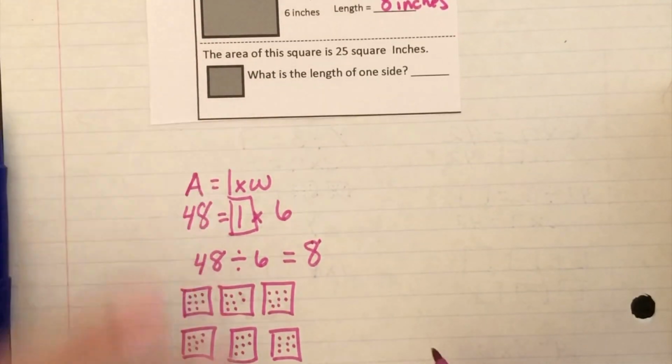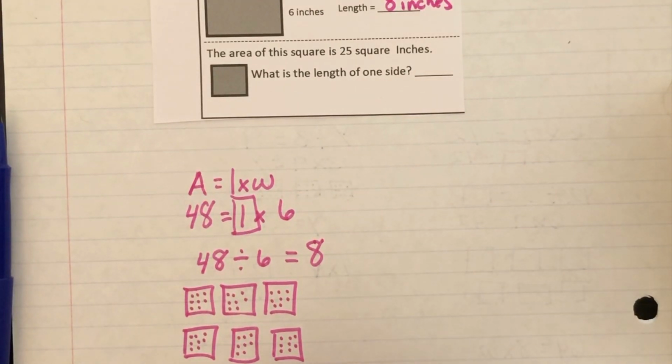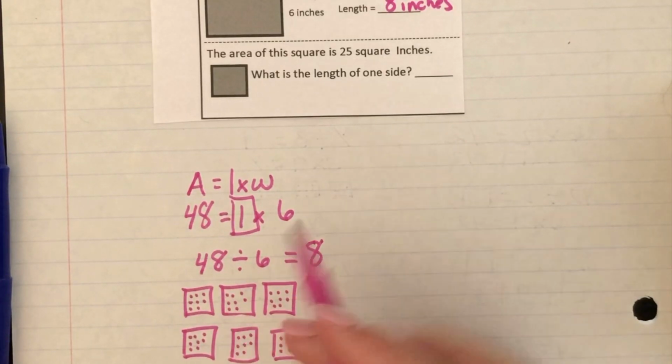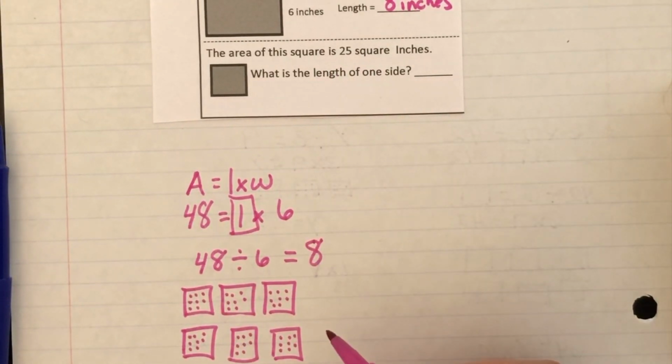For the next one, it's doing the same thing. Area equals length times width. It says that our area is 25 square inches. What is the length of one side? So we don't know the side, but I need to think in my head, what 2 numbers multiplied together give us 25? So because I see 25, I'm going to start with 5s in my head.